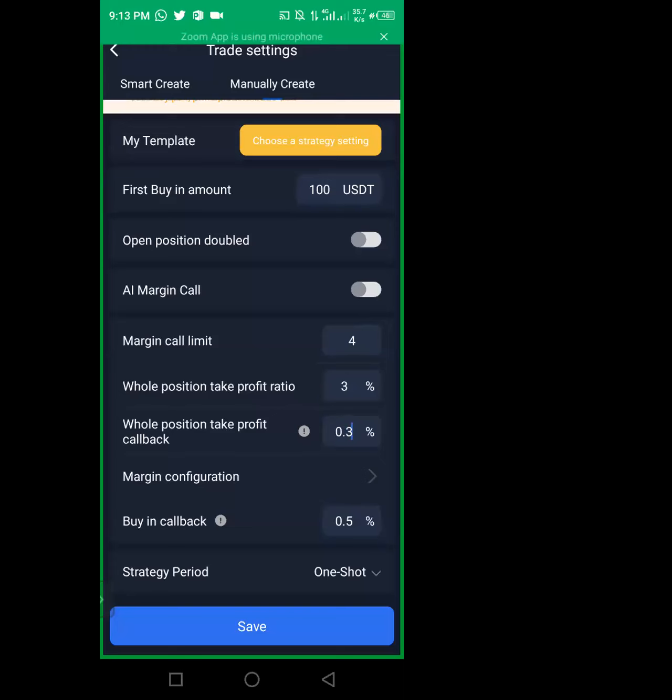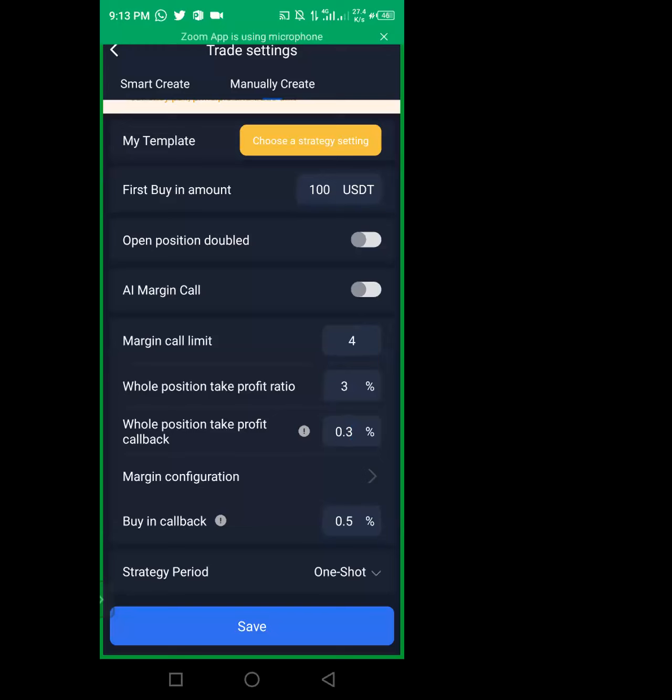Do you understand me? You started a trade, you set your take profit ratio at 3%. You want 3% from this trade. Your whole position take profit callback is now 0.3. The coin now increases to 3%. Now your robot triggers the sell at 3%. But the coin starts dropping by 0.1, drops again by 0.2, and it now shoots up to 10%.